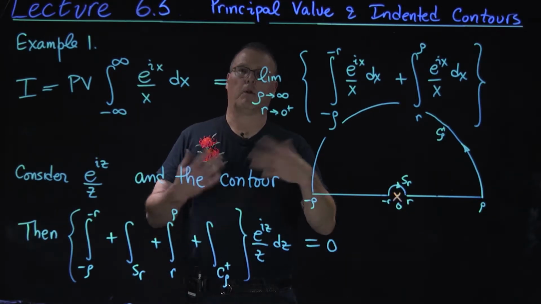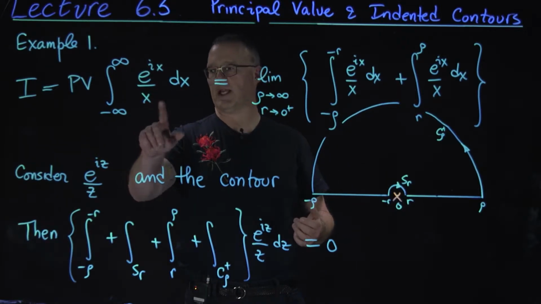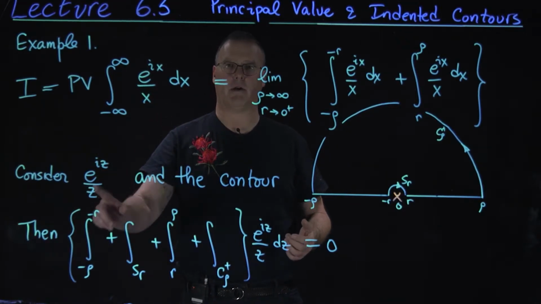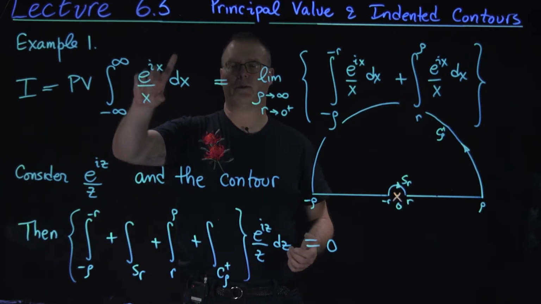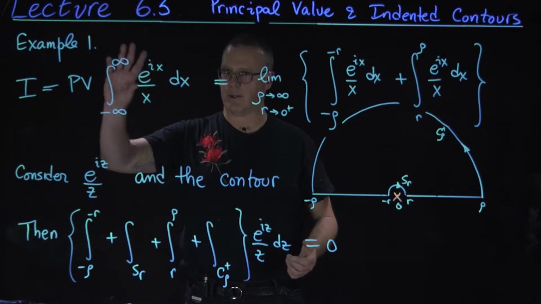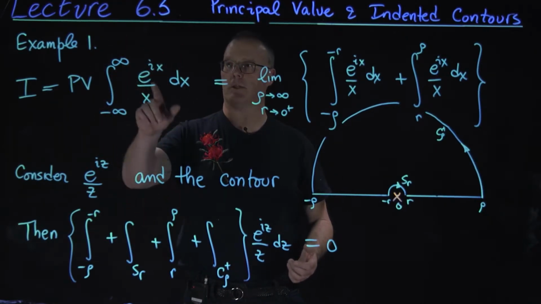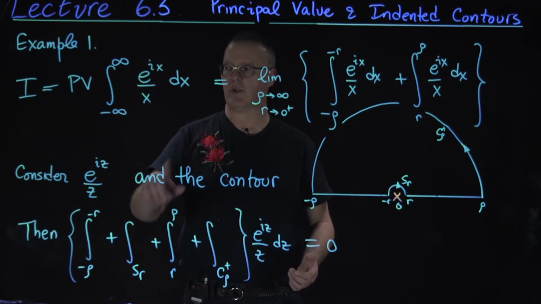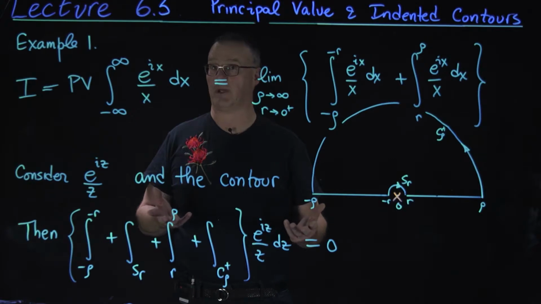So now we pull a rabbit out of the hat. We've got e to the ix over x, and we say, let's consider e to the iz over z. This is not a substitution. I am not substituting x for z. I'm not substituting cos theta for z or anything. I'm saying, this formula is e to the ix over x. Let's consider e to the iz over z and see whether we can find something useful out of it.